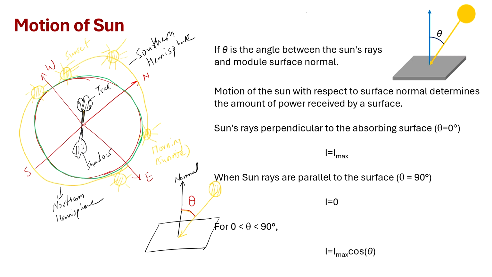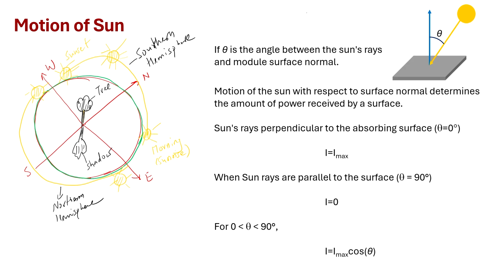If the sun's ray is perpendicular to the absorbing surface, then theta is equal to 0, which means the intensity we receive on the surface will be the maximum intensity, which means it is at zenith. When the sun rays are parallel to the surface, that is 90 degrees, we will get nothing on the surface, which means I is equal to 0. For any angle between 0 and 90 degrees, as the sun travels from east to west, I will be I max cos theta.